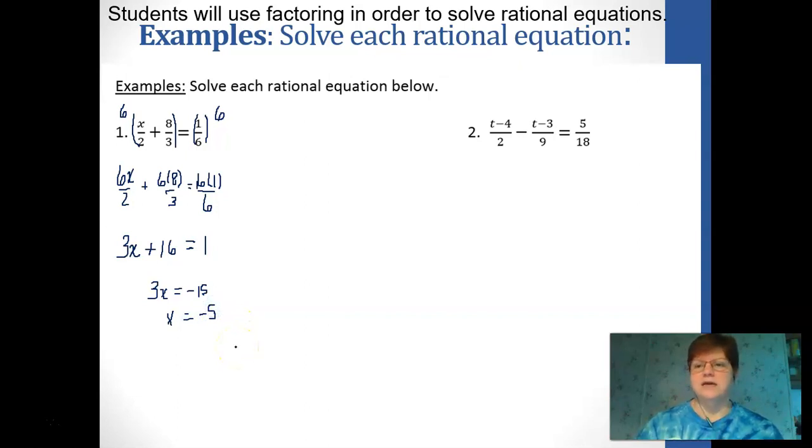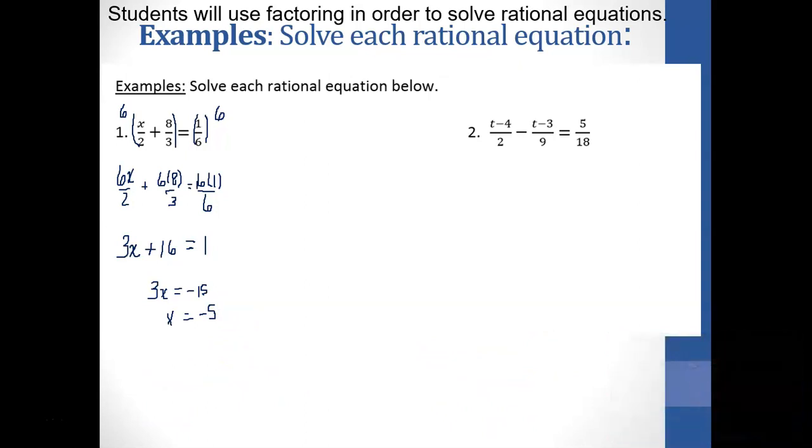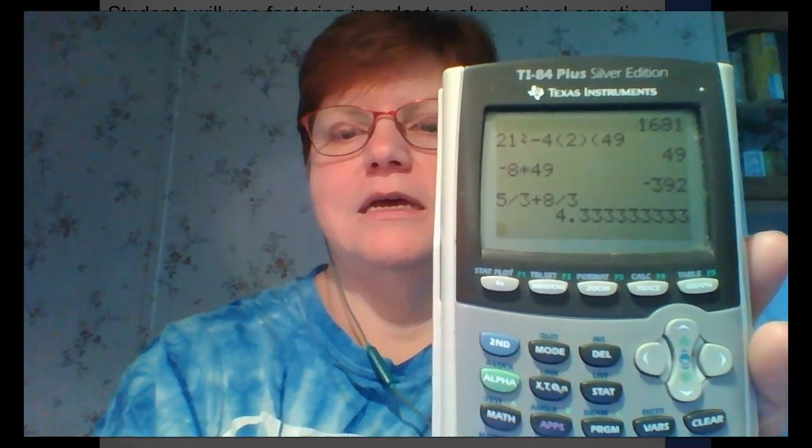And so then you can take it into your calculator, and when you type it in your calculator, you've got 5 divided by 2 plus 8 divided by 3. So that's all I did was I typed that into my calculator. Oh, it helps if I type in the right thing. 5 divided by 2 plus 8 divided by 3.